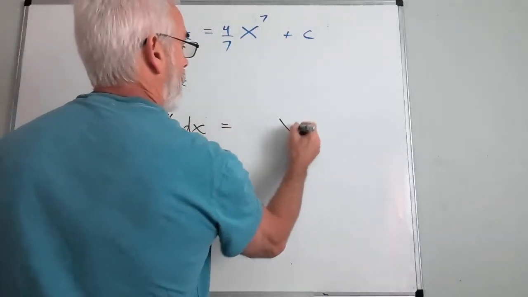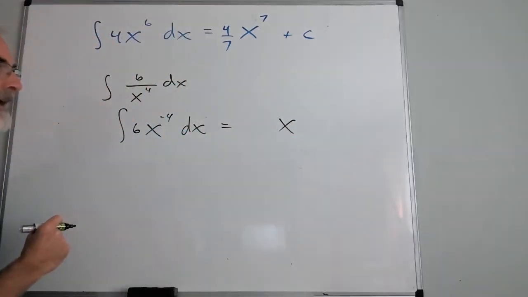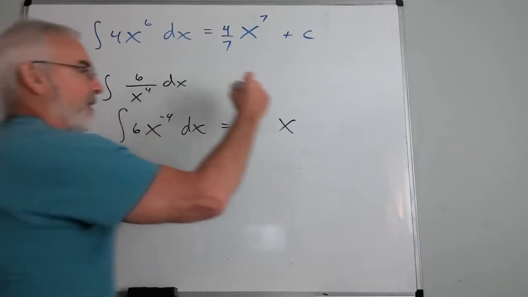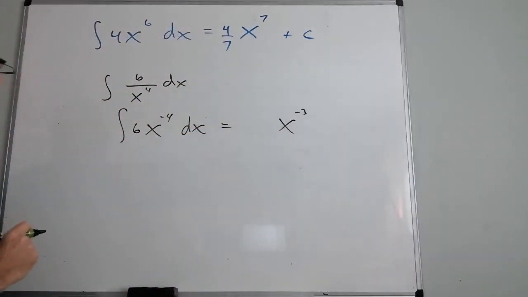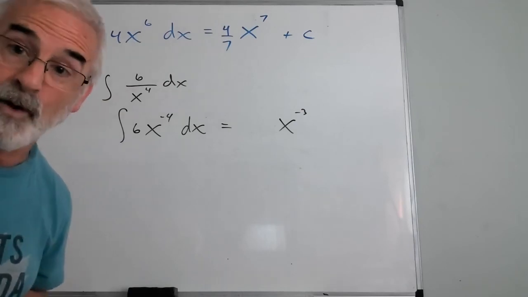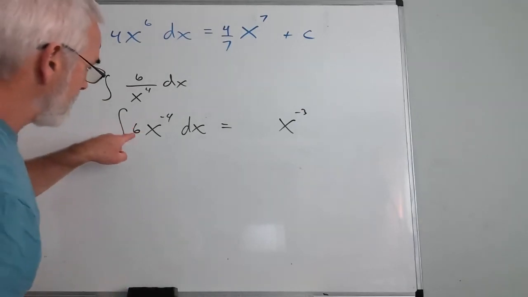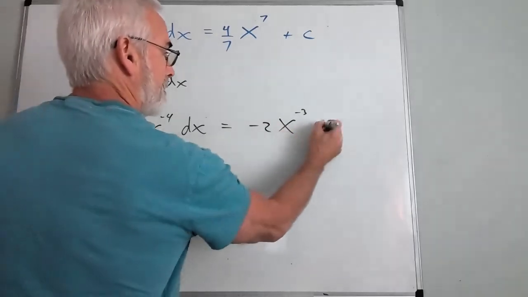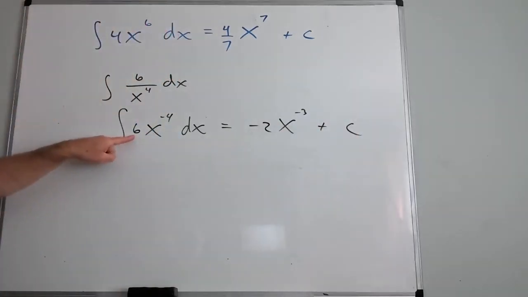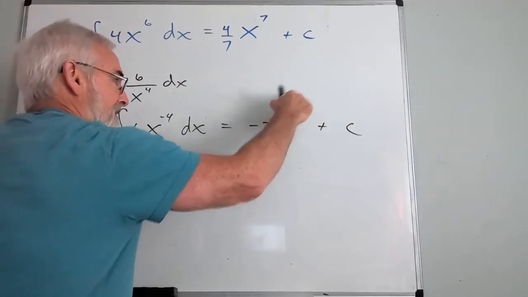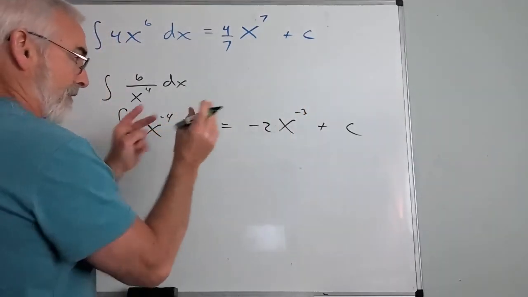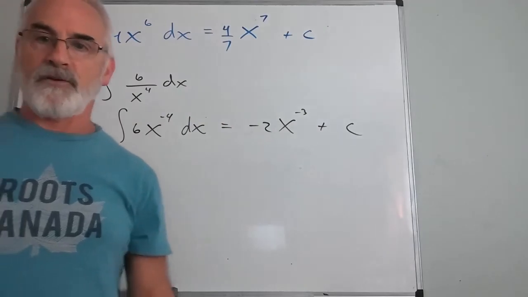Because now, when I add 1 to my exponent, my new exponent is going to be negative 3. So my coefficient is going to be negative 1/3 times 6. That's it. Now, quick check. Positive 6, x to the negative 4th. Beautiful.